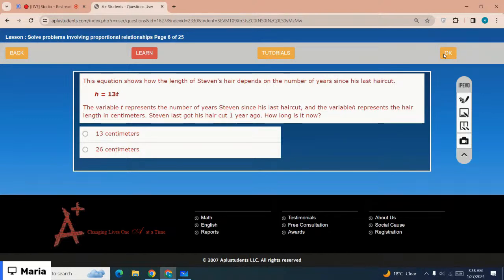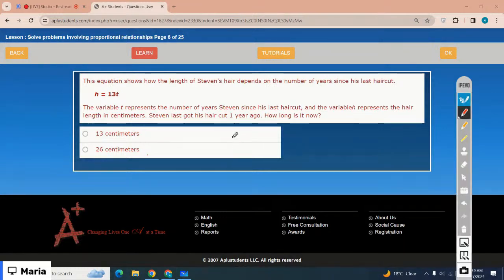So you have to calculate the length of Steven's hair, right? We are given t equals 1, so which is the correct option? So when t equals 1, h equals 13. The correct option is 13 centimeters. Got it?